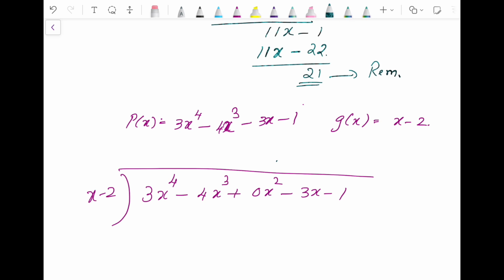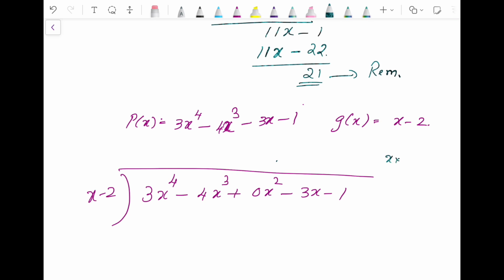Now, in this question, if you see, you do not have the x squared term: 3x to the power of 4 minus 4x cube minus 3x minus 1. So, what you should do is add 0x squared and then do it. Without that also you can do it, but initially you will find it difficult. So, it is better you add 0x squared; whichever term is missing you add 0 for that term. If x cube is missing, 0x cube; if the x term is missing, 0x, and then continue. So, again we will do it fast.